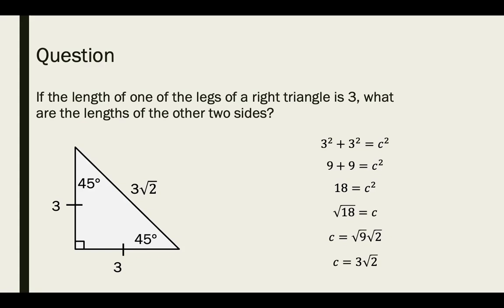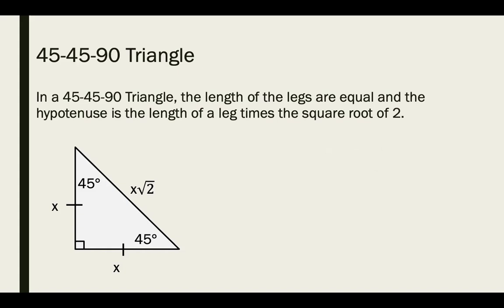Now, this is not a coincidence that we have a 3, and then a 3 times the square root of 2. This is actually the pattern in every 45, 45, 90 triangle. The two legs are going to be equal, and then the hypotenuse is just going to be the length of the leg times the square root of 2. So you definitely want to draw this diagram in your notes. We have the two legs and the hypotenuse, that is the length of a leg times the square root of 2.